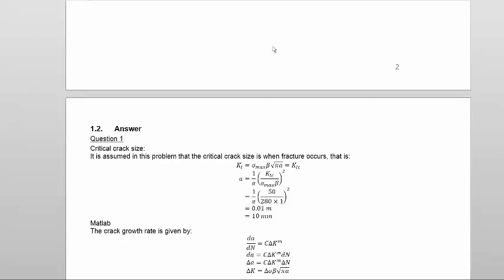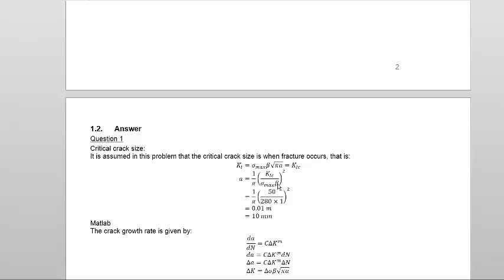The purpose of this video is just to summarize how to solve this fracture mechanics problem, of which we discussed the problem statement in the previous video. Now, if we look at question 1 and the answer, the first thing we need to calculate is the critical crack size. You can go and check in your notes.